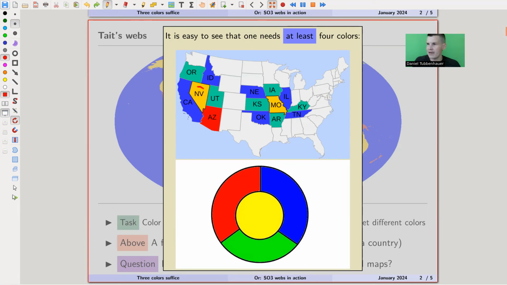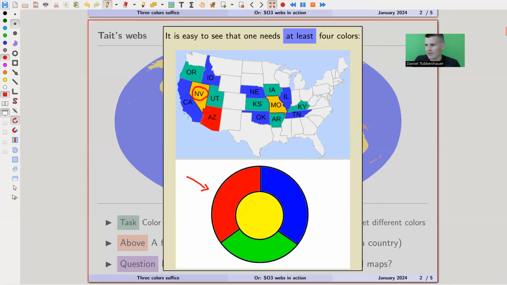Because if you consider Nevada, it has 5 neighbors, including California. And if Nevada gets color yellow, then all of its neighbors need to get a different color, but they are bordering one another in an alternating fashion. So you give Utah green, Idaho blue, Oregon green, California blue, and then Arizona plays party pooper and you need the fourth color.